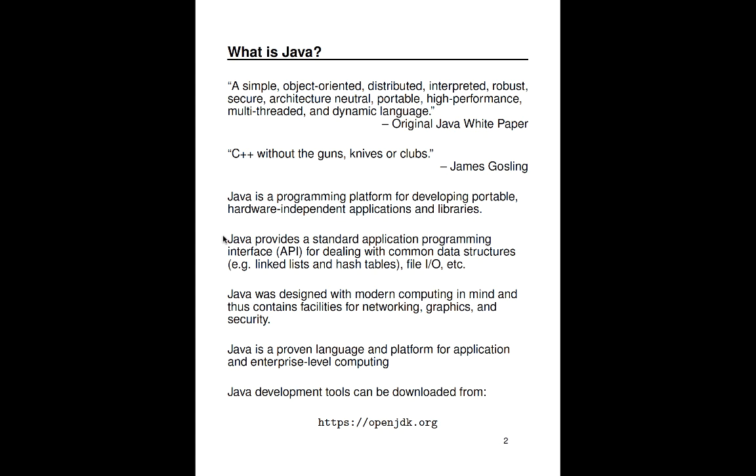Unlike older languages that were developed for mainframe computers, Java came of age during the time of the internet, and so it has support for facilities for doing networking, for doing graphics, and for security built into the language and built into the platform. These aren't things that are bolted on afterwards. So Java's been around for a while, and I think it's fair to say that it has proven itself as a language and as a platform for developing both application and enterprise level computing. If you want to learn more about Java and download the tools for working with Java, visit the OpenJDK website at openjdk.org.